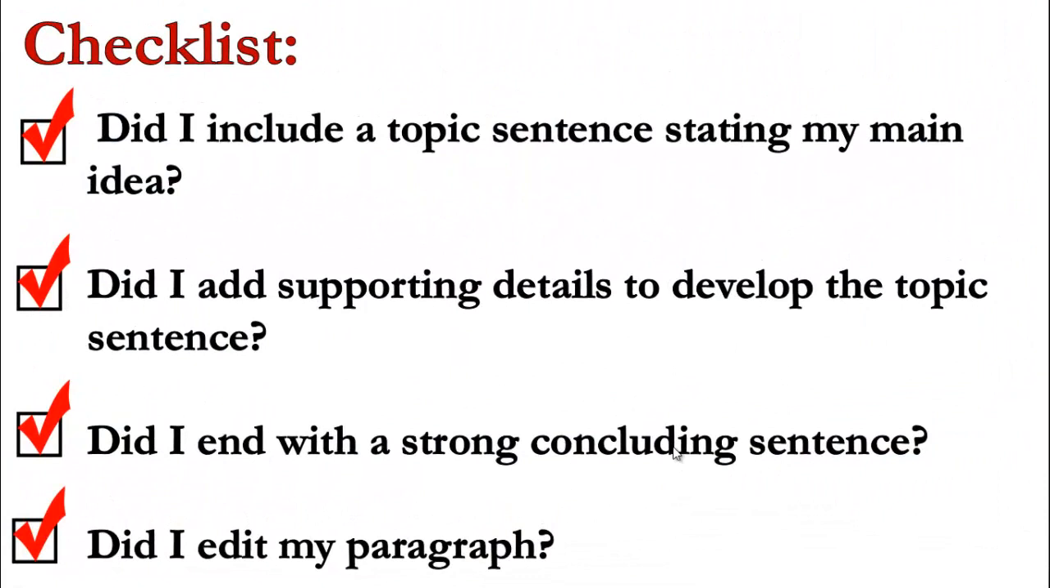While writing, I'd like you to be careful about these points. You have to include a topic sentence stating your main idea. So this is the first point that you have to be careful about. The second point you have to be careful about, you are going to add supporting details that support and develop the topic sentence. So here, after writing the topic sentence in each paragraph, you have to support it with the supporting details. And at the end of your paragraph, you have to write a strong concluding sentence to summarize what you have written. And after you finish, you have to edit your paragraph. So be careful about these points.